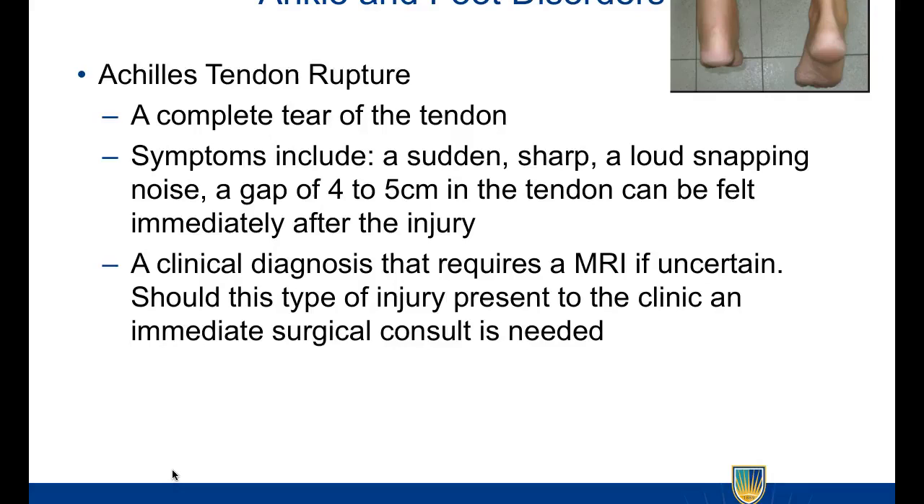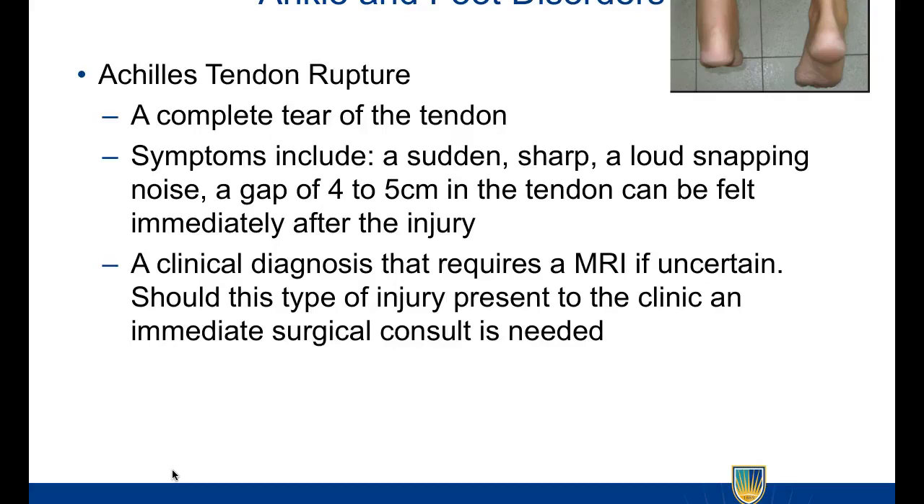Achilles Tendon Rupture. It is a complete tear of the tendon and typically affects men over the age of 40 who are involved in recreational sports. Symptoms include a sudden sharp pain in the Achilles tendon. A loud snapping noise or bang may also be heard. A gap of 4 to 5 centimeters in the tendon can be felt immediately after the injury but may be less obvious later, as swelling increases. There is a considerable loss of function, and the patient usually needs to limp but may be capable of walking.